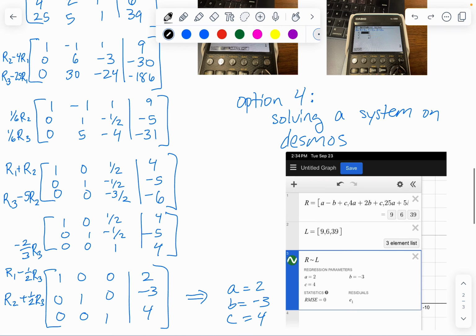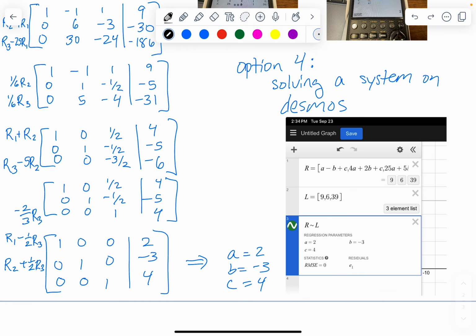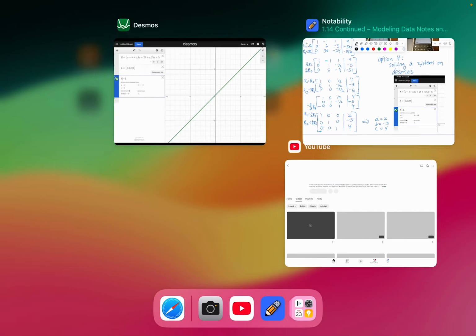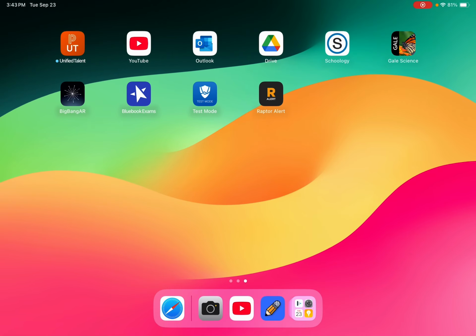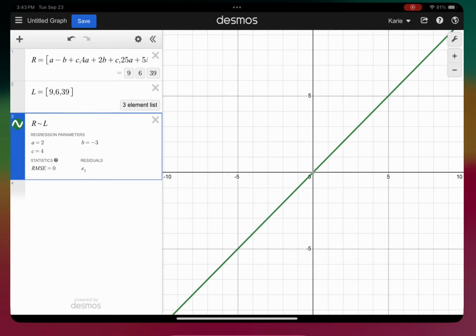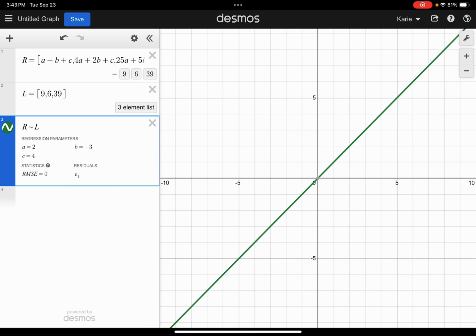And then option 4, now let me show you option 4. So I think I have Desmos open. Nope, that's YouTube. That was me uploading the previous video to YouTube. Okay, so I had to Google this today because I didn't know how to do this. But what you can do is set up a regression between the two different sides of the equation.